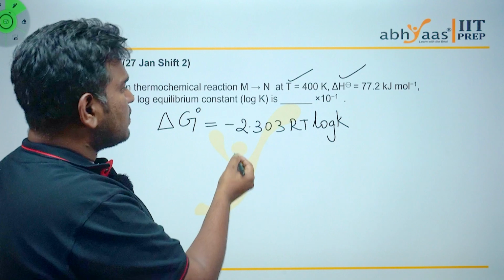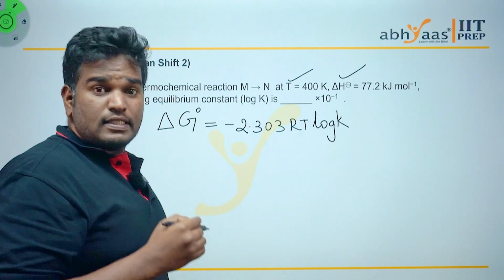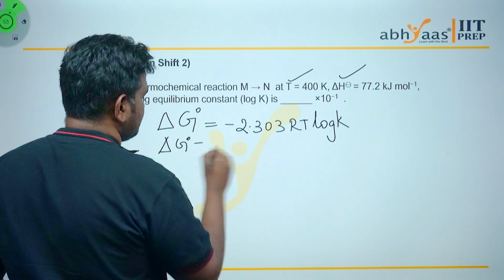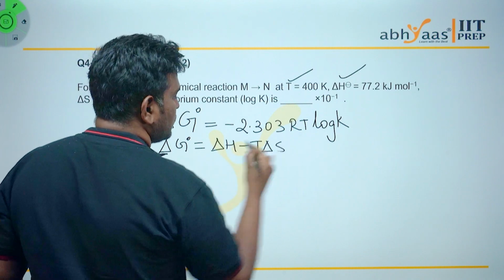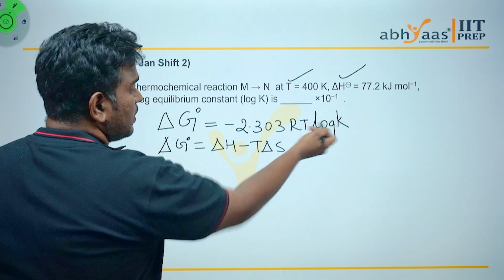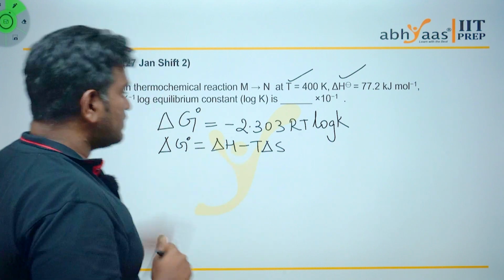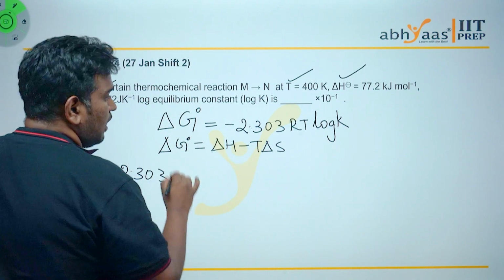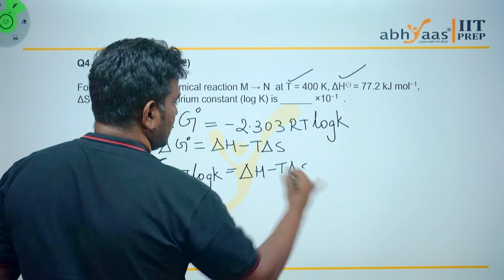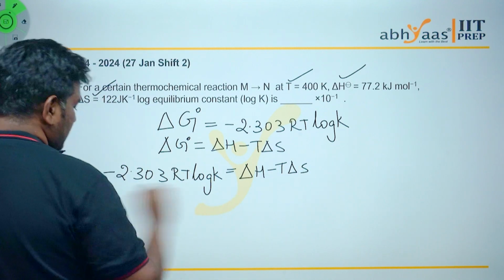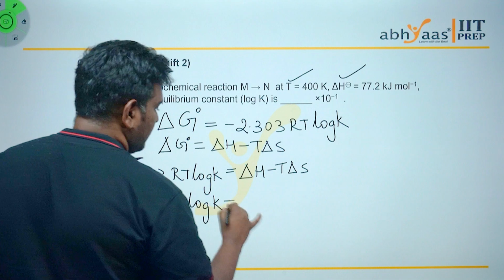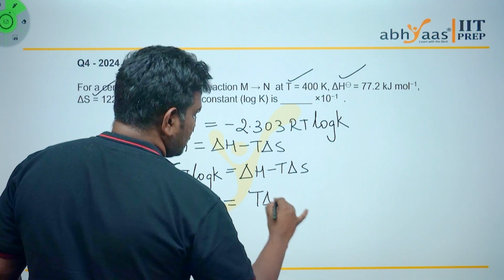Now how can we relate this particular equation to delta H, delta S? So I hope you remember another equation is there for Gibbs free energy. What is that? Delta G naught is equal to delta H minus T delta S. So we can see here that as the left hand sides are equal, the right hand sides can be equated, and we can bring a relationship between log K and the entropy and enthalpy change. So I am writing this formula as minus 2.303 RT log K equal to delta H minus T delta S. Right. So here I am just multiplying by the negative symbol. So it will be 2.303 RT log K is equal to T delta S minus delta H.